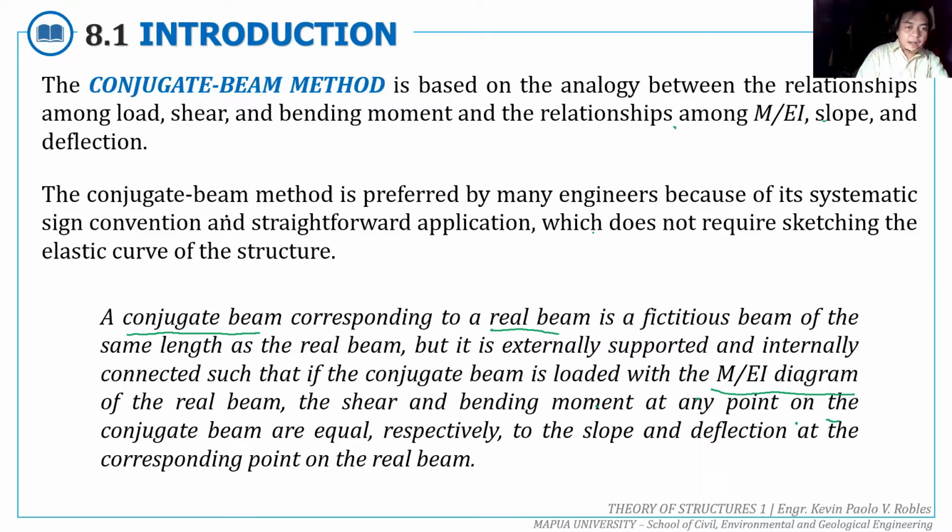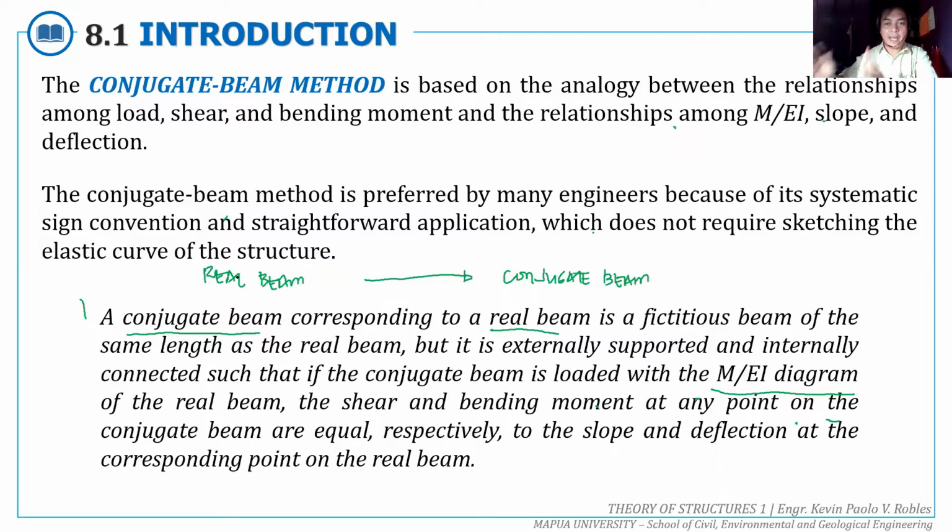So basically, for this method, first we have to have the real beam. So ito yung actual beam with its actual loads. Then out of that real beam, we have to draw or produce its conjugate beam. Now, how do we draw the conjugate beam? We just simply copy the length. Kung ano yung length ng real beam, kokopyahin mo lang, yun din yung magiging length ng conjugate beam natin. Tapos, from the real beam, we have to draw the moment diagram.